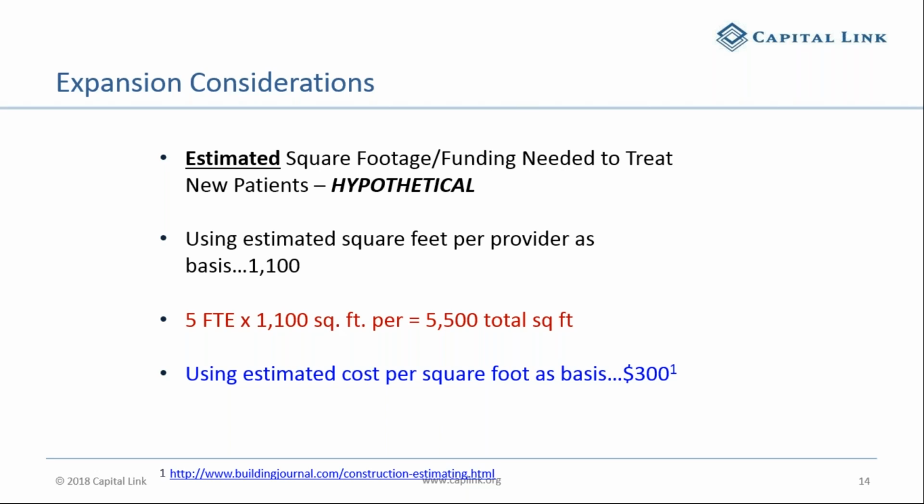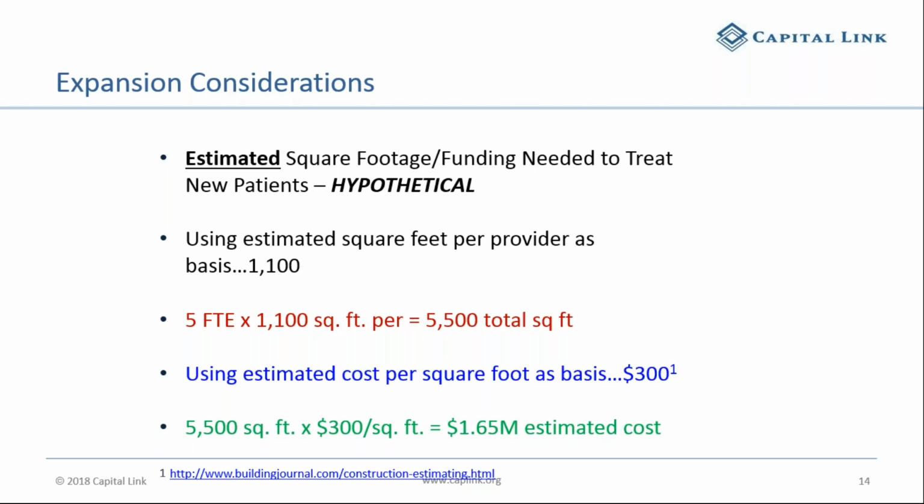Again, we're using an estimated cost per square foot. In rural areas, it may not be this high. We did pull this from the buildingjournal.com, which you can see at the bottom of the slide. And in doing so, you take the 5,500 square feet by the 300 per square feet, and it gives you 1.65 million as an estimated cost.